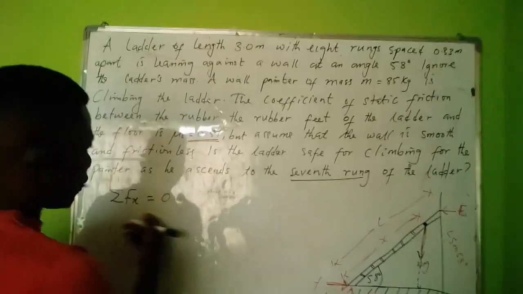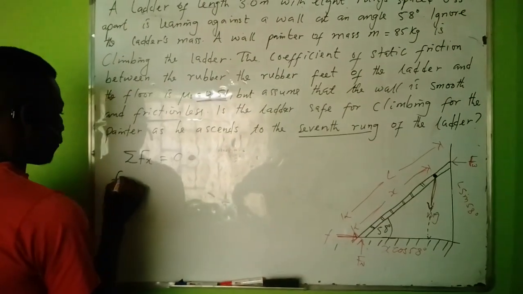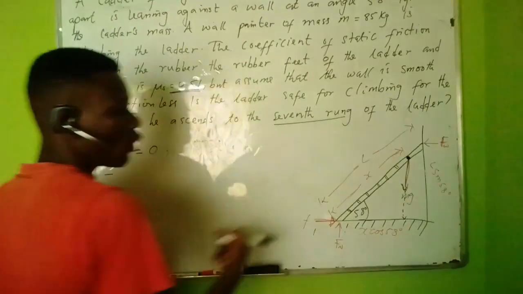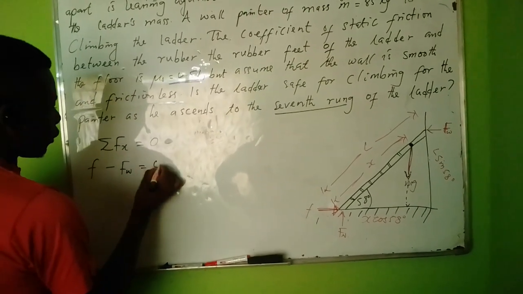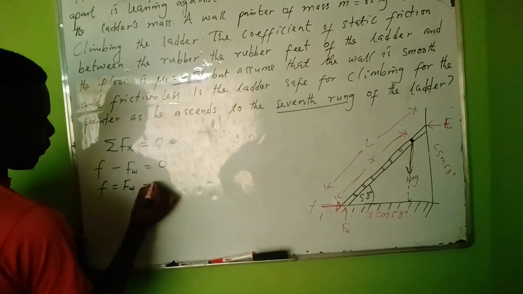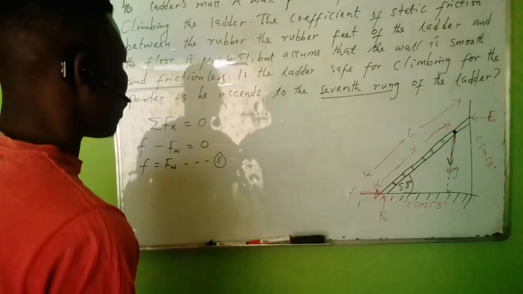So what are the forces in the X? In the X, we have the friction force, and this force here is opposite, so it's minus Fw equal to 0. So friction force is going to be equal to Fw. So that is my equation 1.